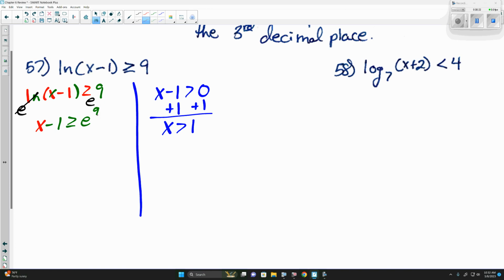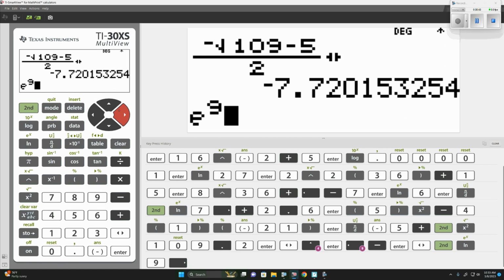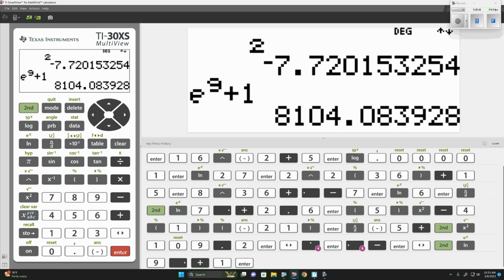Then what do we need to do next? We need to add 1 to both sides, telling us x is greater than or equal to e to the 9th plus 1. Now we do need to plug this into the calculator and round to the third decimal place. So e to the 9th plus 1 is 8,104.084.